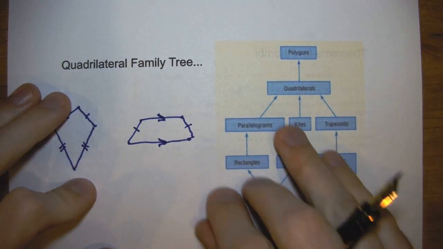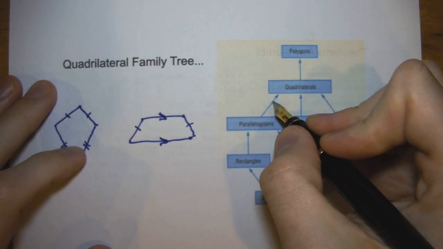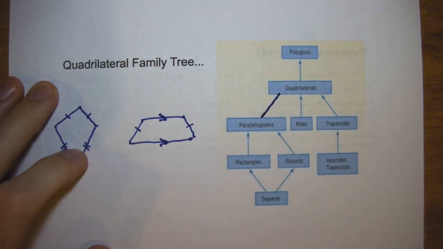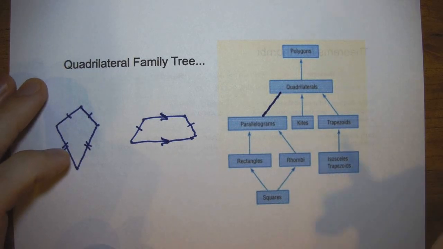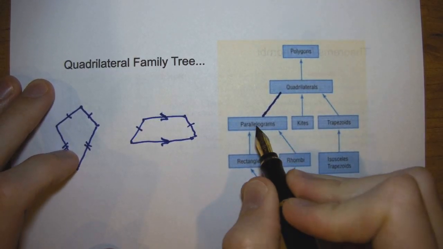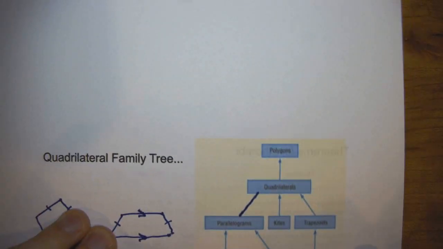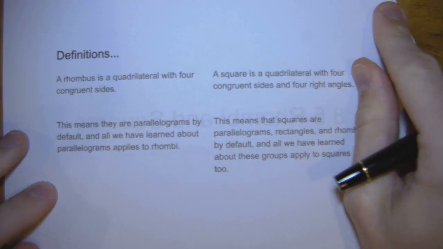All this to say, this is the family tree. This is how they're all related, and we've only been down this branch so far. So remember, anything that was true of a parallelogram is true for rectangles, and we're going to see that same issue today with rhombi and squares. So let's get into it. What are our definitions? Because we said definitions are everything. What are our definitions for rhombus and square?